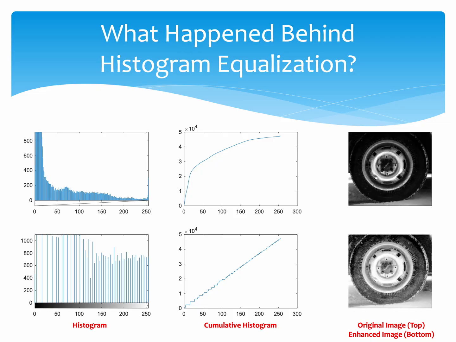As you can see on the screen, the top row shows the original image, together with its histogram and cumulative histogram. The bottom row shows the enhanced image, together with its histogram and cumulative histogram. Histogram equalization redistributes pixel intensities from the original image to new intensity levels in the enhanced image.